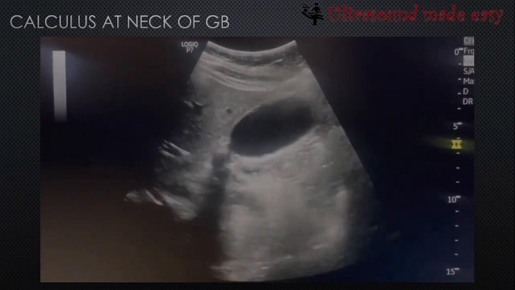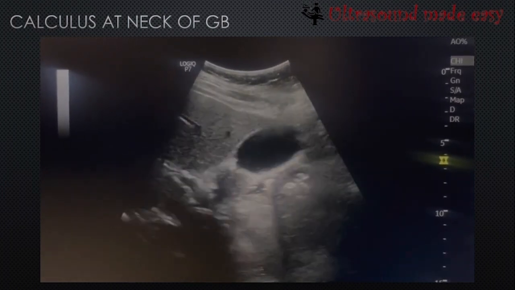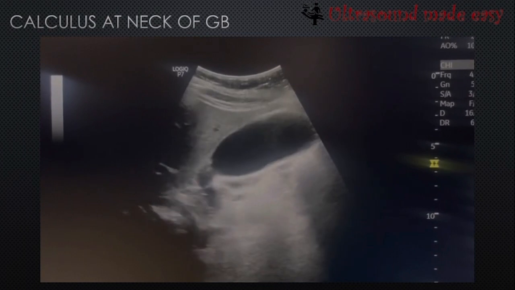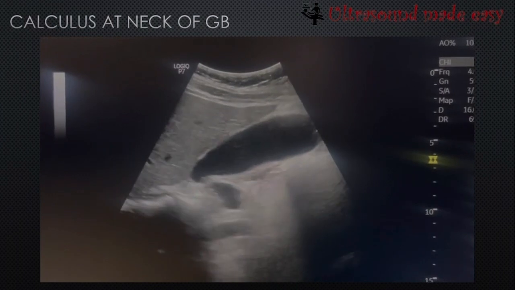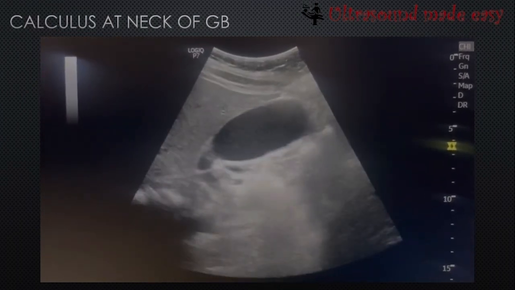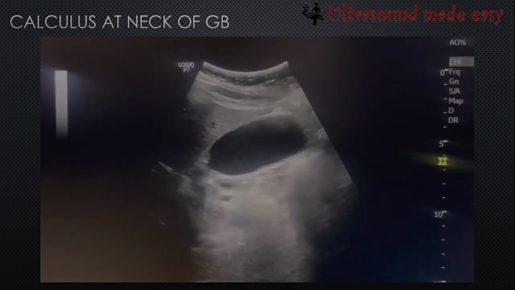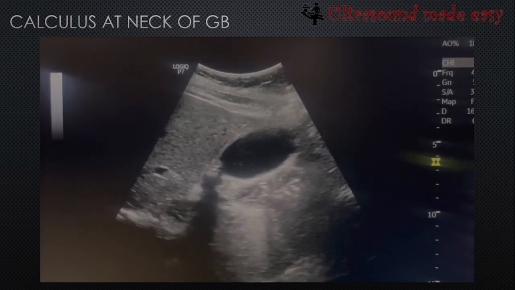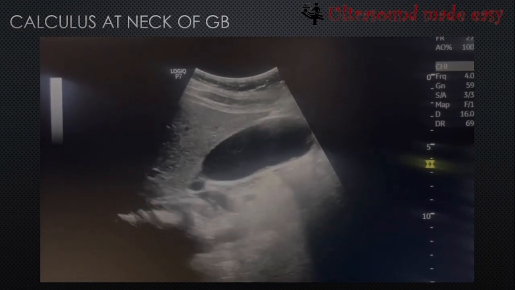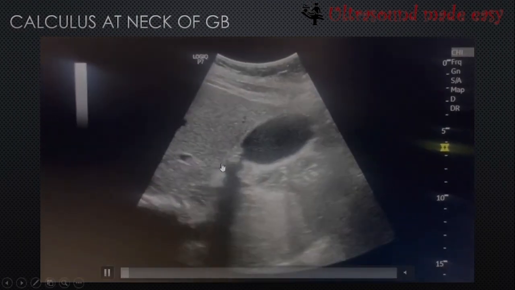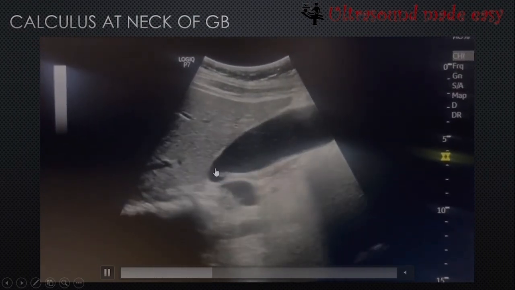This is a very important thing, which usually in routine practice may sometimes be missed out. Whenever we find a distended gallbladder, it is highly suspicious for a calculus impacted at the neck. In this case, this is a distended gallbladder, and we have to look carefully at the neck of the gallbladder. We are seeing there is a calculus here, getting impacted at the neck of the gallbladder.